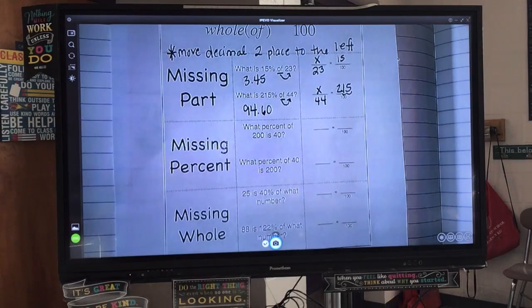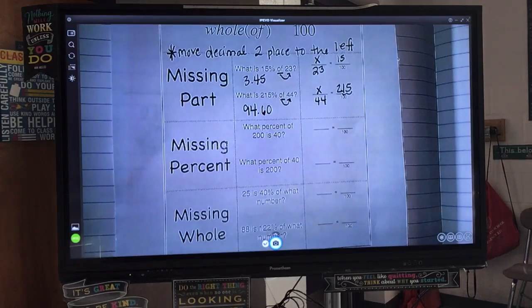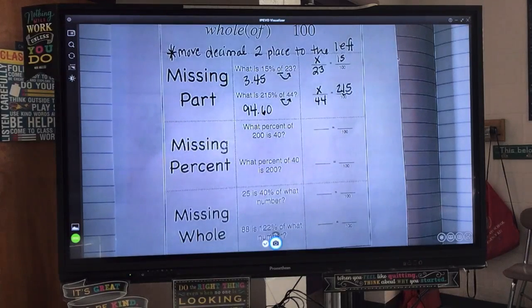Well, 200% is twice 100% of that number, right? So does 94 and 6 tenths, or 60 hundredths, make sense for it to be 215%? Does that make sense? Yes or no? Yes. Because 2 times 44 is what? 88. So it's going to be a little bit more than 88 as your answer. So when you're doing percents, you really need to slow down and just say to yourself, does my answer make sense? Because if it doesn't make sense, then you need to go back and check.